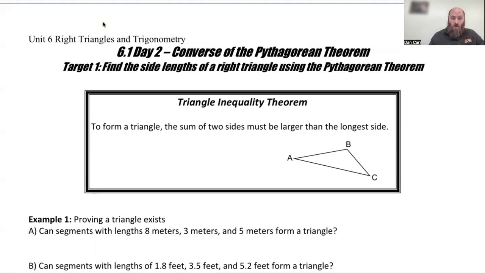The first thing we're going to do, before we talk about how we're going to use the Pythagorean theorem as part of today, is talk about what's called the triangle inequality theorem. To form a triangle, the sum of two sides must be larger than the longest side.